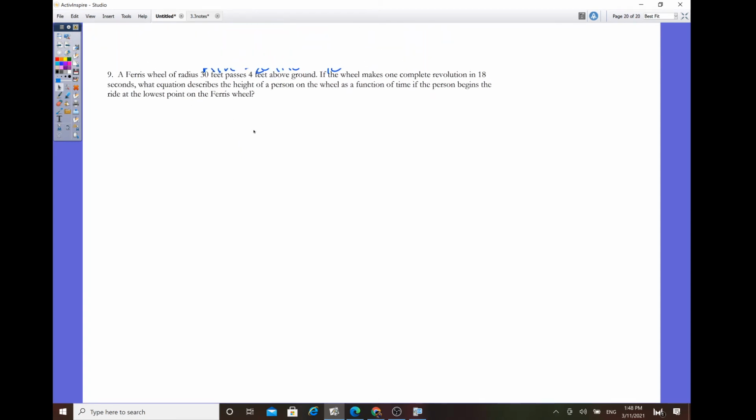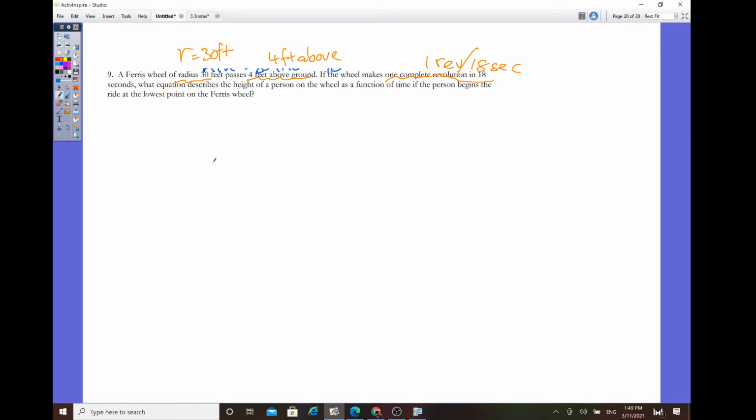And if the wheel makes one complete revolution in 18 seconds, so one revolution for every 18 seconds. And the other thing that we noticed, the radius is 30 feet, and it's 4 feet above the ground. So, what equation describes the height of a person on the wheel as a function of time if the person begins the ride at the lowest point on the Ferris wheel?